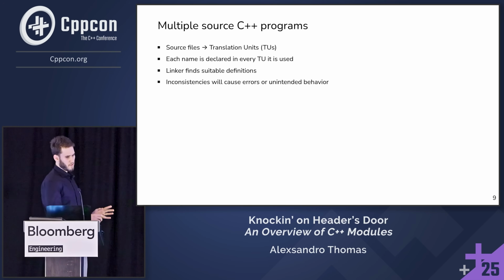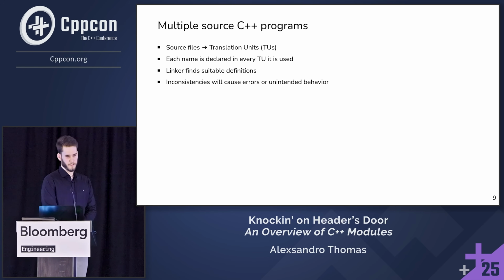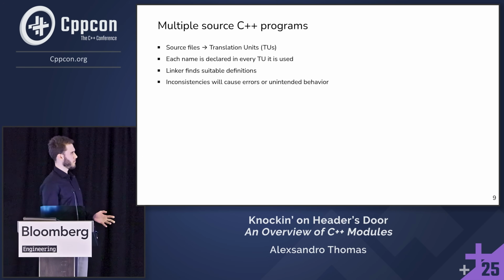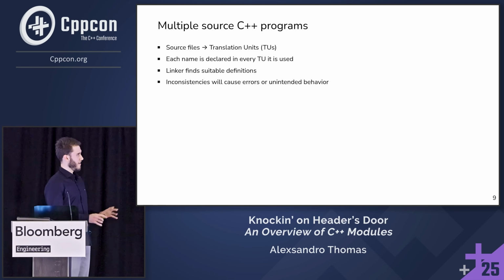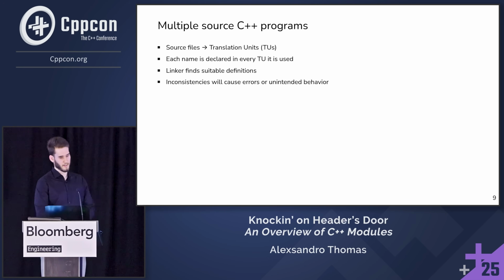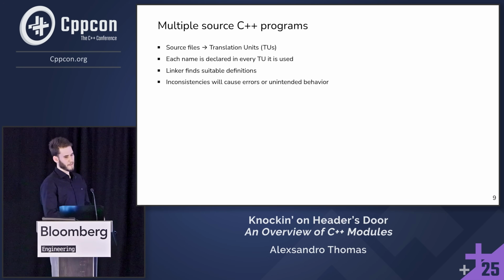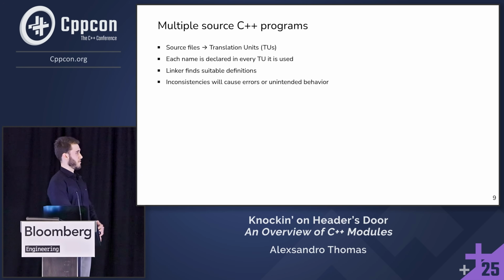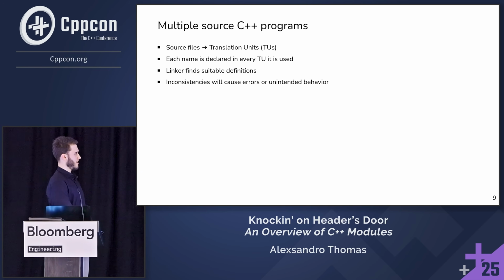So in multiple source C++ programs, you end up with your source files being turned into this magical thing called translation units that I'll come back to later. And then every name has to be declared in every translation unit that it's used. And the linker is what is responsible for finding the suitable definitions, and inconsistencies will cause errors or unintended behavior.